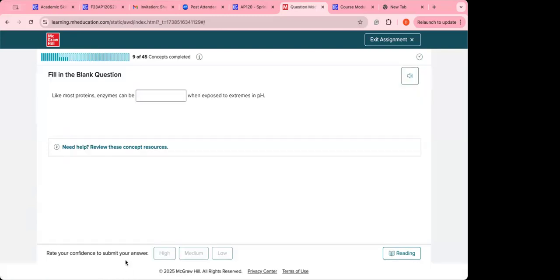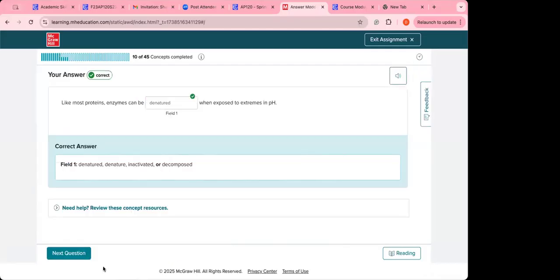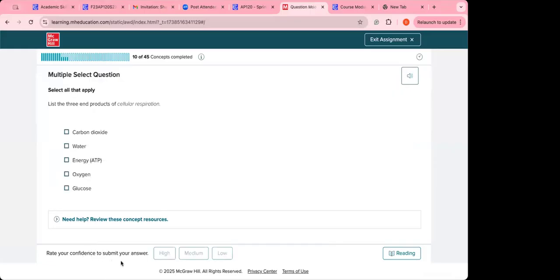Like most proteins, okay, they want the word denatured here. So make sure you get the form correct. Denatured, E-D. Yeah. Should take it this time. There you go. Nice. All right. List the three end products of cellular.